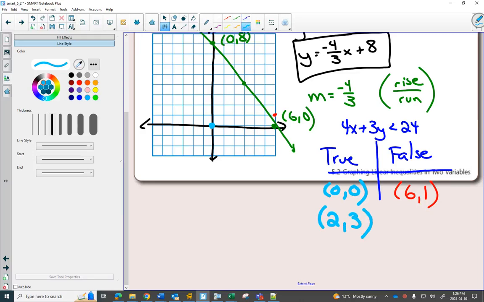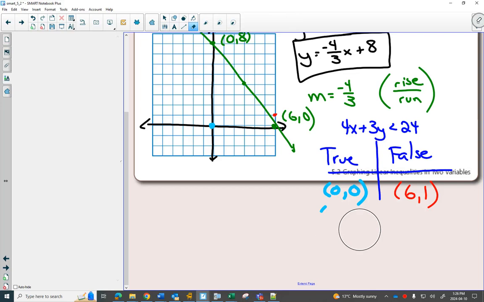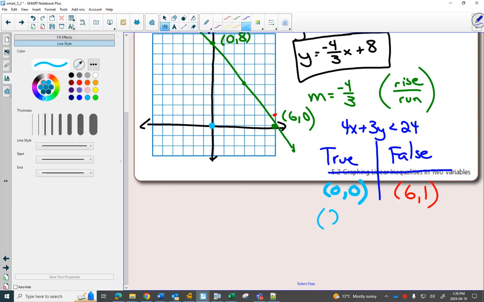Okay, I'm sorry. That's bothering me. Too thick. (2, 3). There we go. That point's right there. It's true.